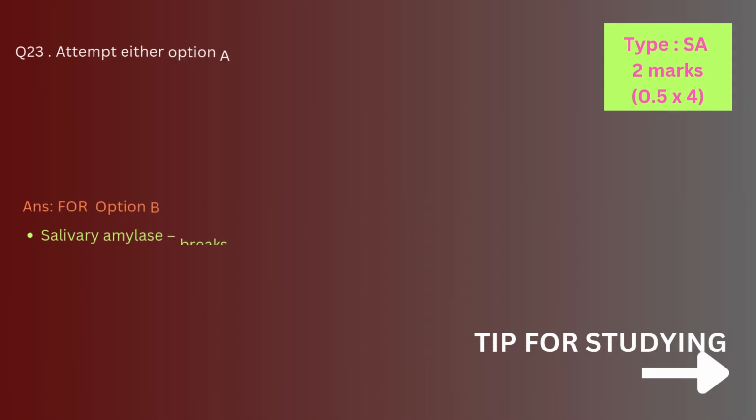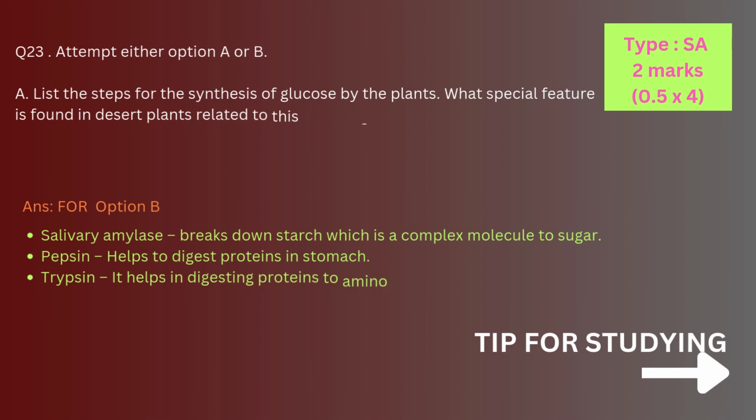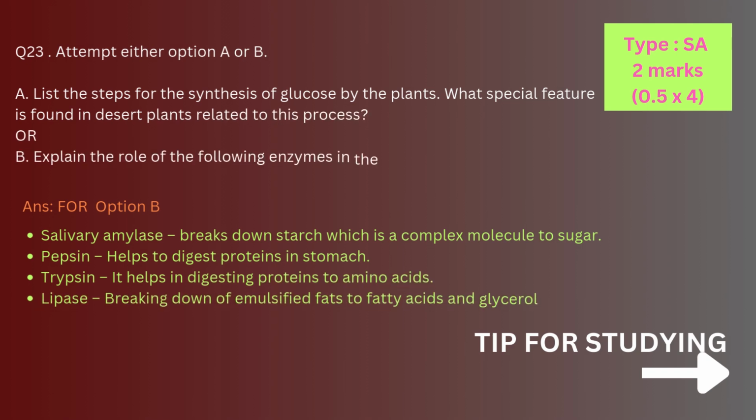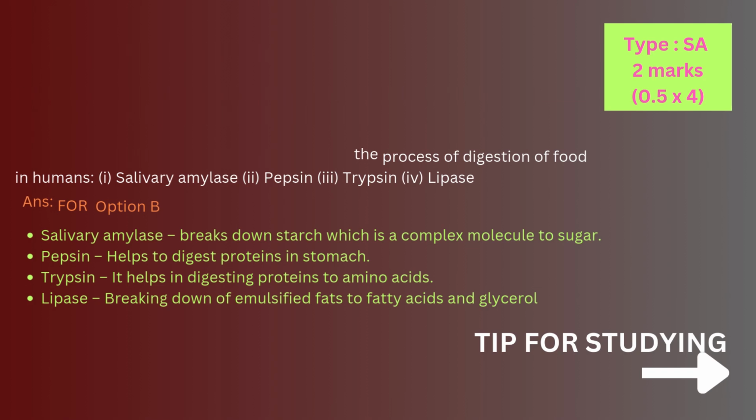For question 23, option B, explain the role of the following enzymes in the process of digestion of food in humans. That is salivary amylase, pepsin, trypsin and lipase. So again, I have given you the answer here. But what I would like to tell you is that as students, you should create a table where you organize the enzymes and their functions clearly.